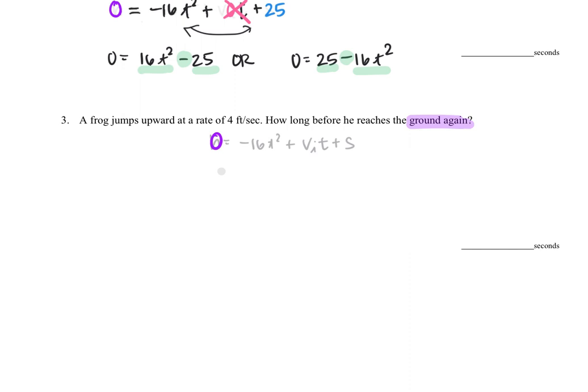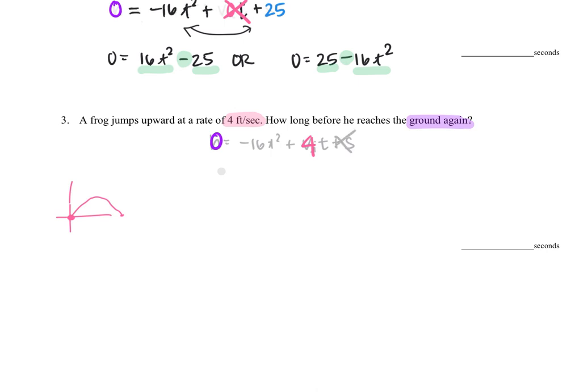Is there one? It says the frog jumps upward at a rate of 4 feet per second. So it does have some initial velocity. So we're going to fill in 4, and it's positive. So we're going to put 4 there. And finally, it says a frog jumps upward at a rate. How long before he reaches the ground again? That means that he started at the ground, leaped up, and eventually hit the ground again. So his starting height is 0. So we can totally erase this s, so that's gone.